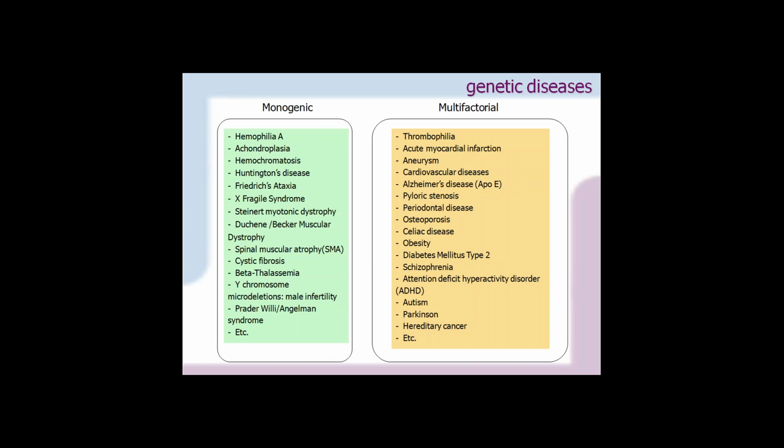These diseases are multifactorial, and environment also affects the pathology. The most frequent within the general population are presented here on the right. We can find among them cardiovascular diseases, cancer, diabetes, obesity, celiac disease, osteoporosis.